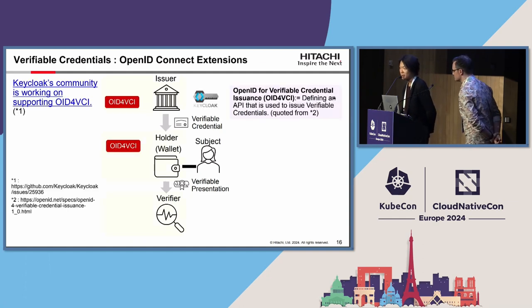Then there are several open standards to support this data model. Now Keycloak is focusing on the OpenID Connect extensions among them. To say more precisely, the Keycloak community is trying to support OpenID for Verifiable Credential Issuance, called OID4VCI, in Keycloak. The Keycloak community now tries to make Keycloak an issuer in this data model. Therefore, Keycloak needs to support this OID4VCI.